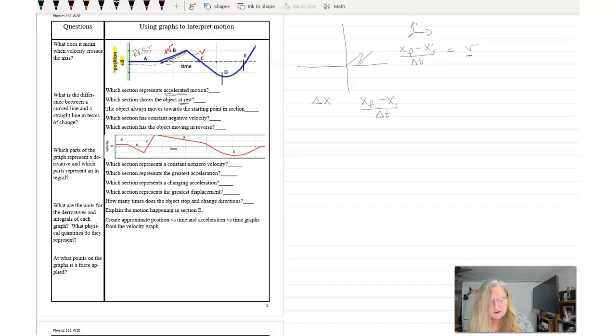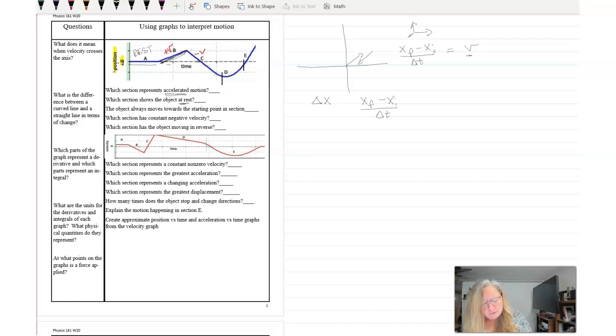So right here, if we wanted to, we could even figure out if it's slowing down or speeding up, and we look at that by the slopes themselves, how steep they are. How steep they are over the amount of time is going to tell me how fast it's going.